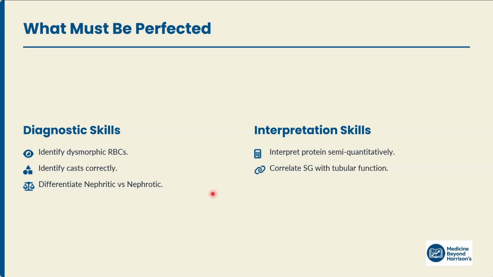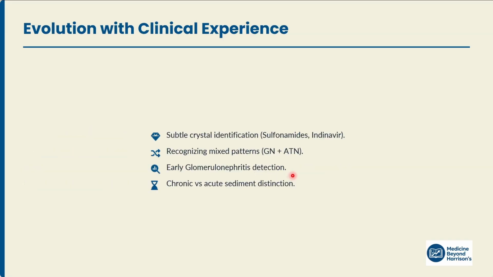So what must be understood and perfected by a clinician: the diagnostic skill is to always identify dysmorphic RBCs if you are doing a urine microscopic analysis, identify casts correctly, differentiate nephritic versus nephrotic appropriately, interpret protein semi-quantitatively, and always do a urine spot protein to creatinine ratio or 24-hour urine protein analysis. Always correlate specific gravity with the tubular function. The more you look into urine protein, you will understand the nuances and you can identify the subtle crystals like sulfonamides or indinavir crystals also. You can also recognize mixed patterns.